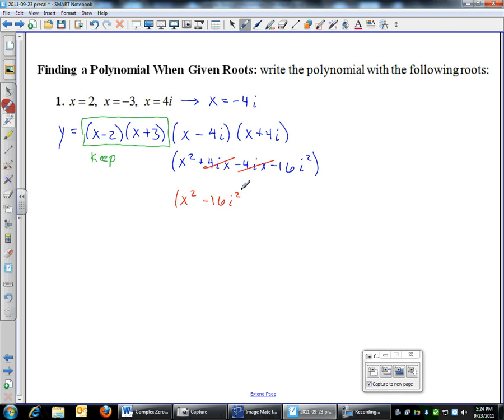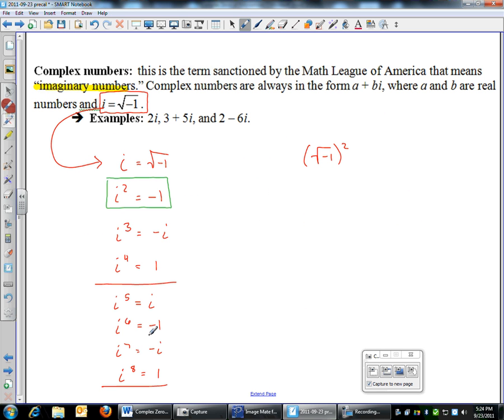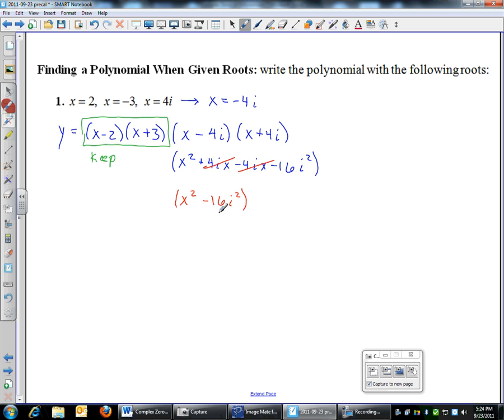Now you're probably worried because we still have an i in that, and I don't want imaginary numbers in the answer. But if you remember, back here, we said that i squared is negative 1. So when I have 16i squared, I know that's actually the same thing as negative 16 times negative 1. So this becomes x squared plus 16. The i squared is negative 1, so negative 16 times negative 1 is plus 16.